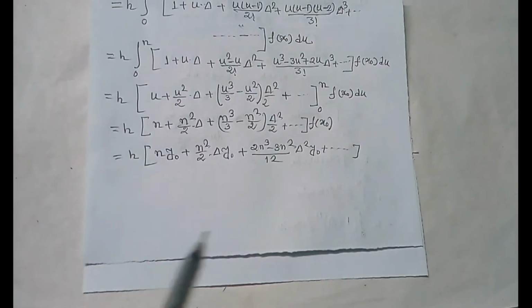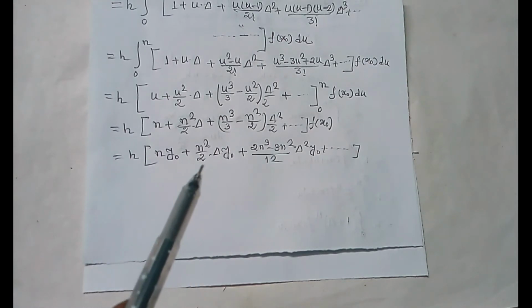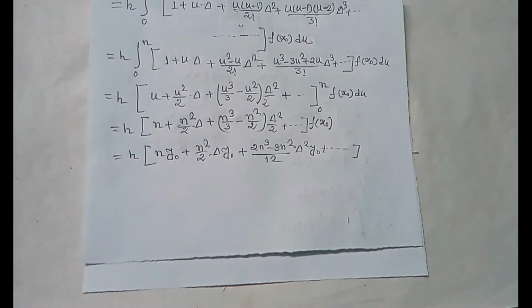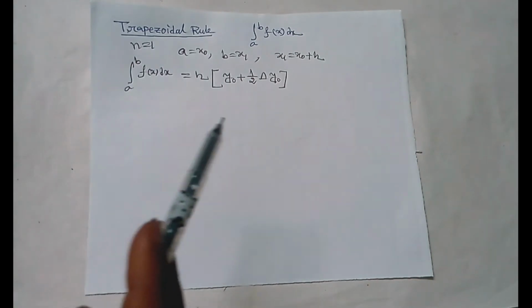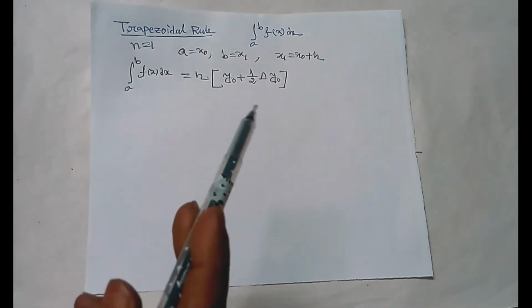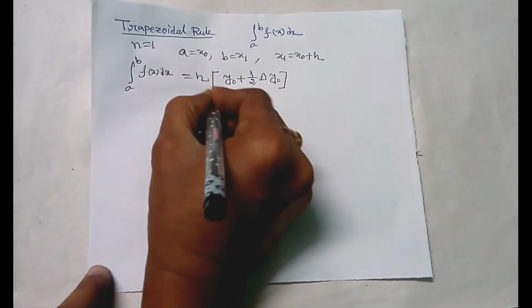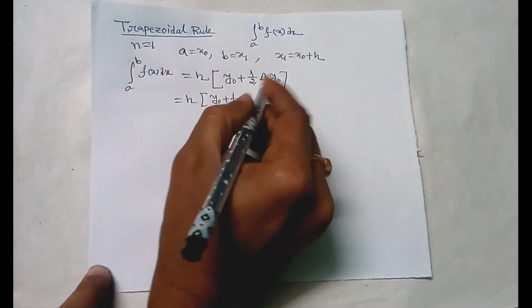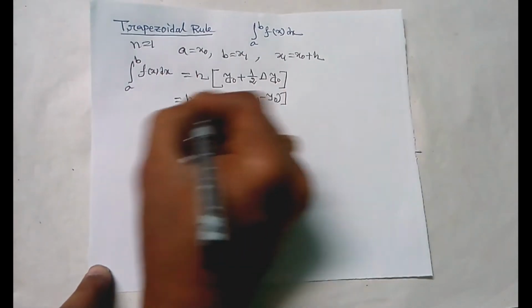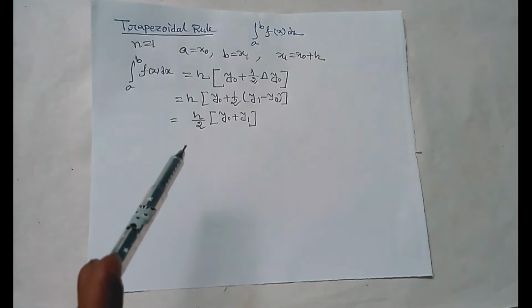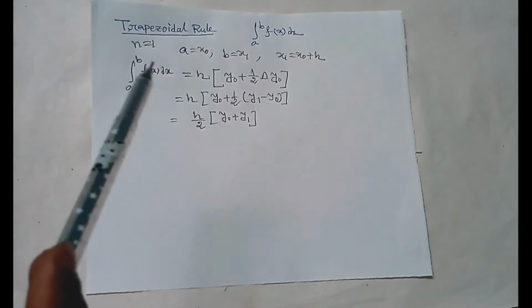So if we put n equal to 1 here, then the 2 terms will be h into y0 plus half into delta y0. So replacing n equal to 1, we find this. This is the particular form of Gauss-Legendre quadrature formula for only 2 arguments. Now if we simplify this, we find that this is h into y0 plus half into delta y0. We know that delta y0 equal to y1 minus y0. So this is equal to h by 2 into y0 plus y1. This particular formula is known as trapezoidal rule.